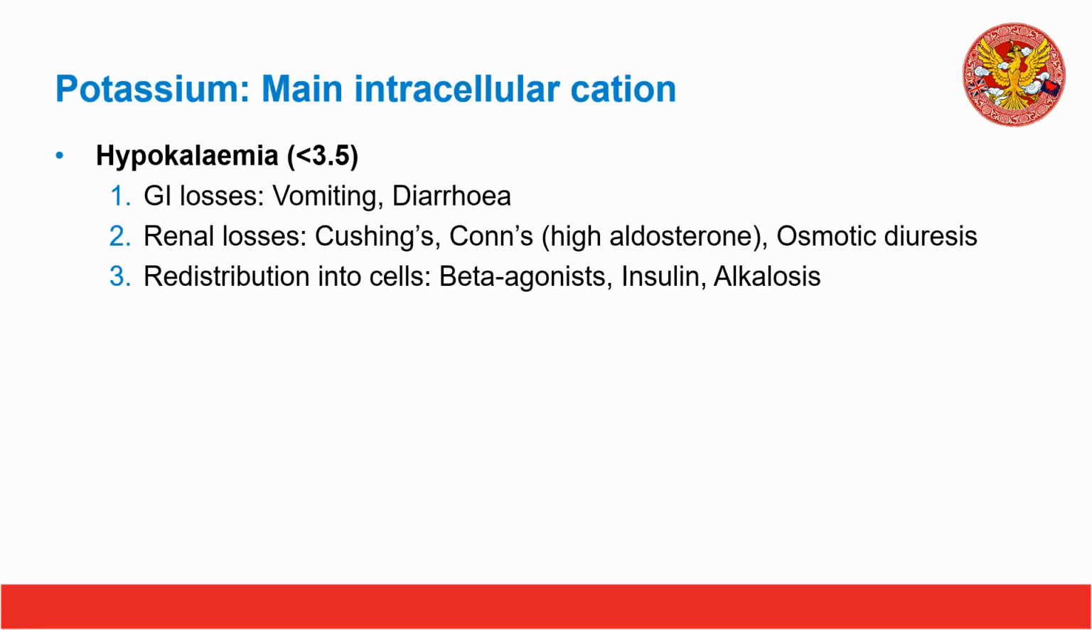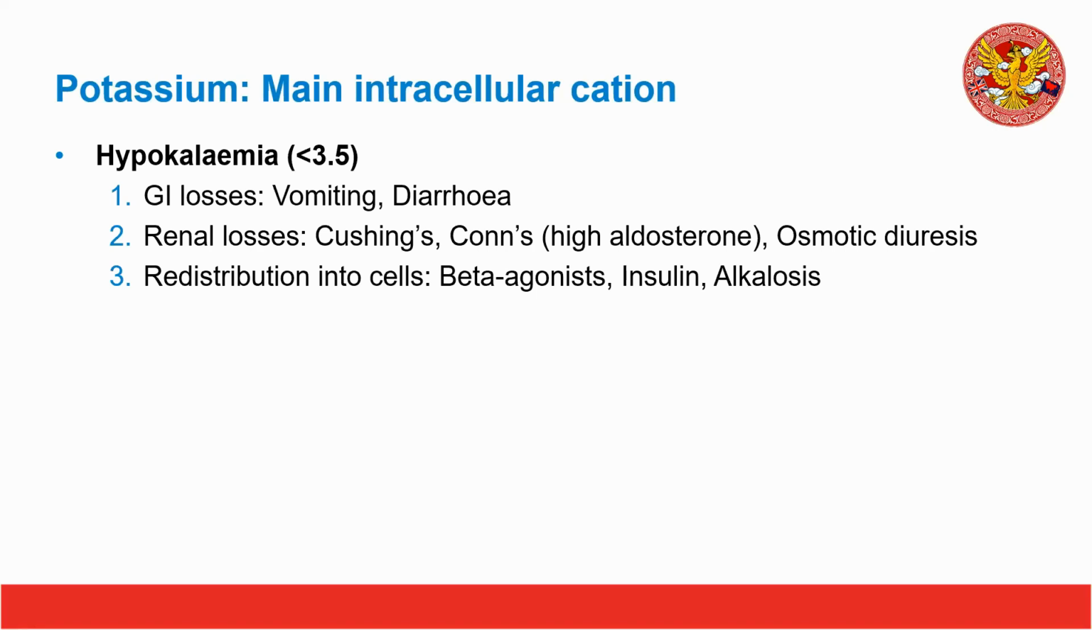And obviously osmotic diuresis as well, where you go to the toilet more, you pee more, and you're excreting potassium through that. Redistribution into cells. Remember we talked about the force that's balancing the concentration of potassium inside and outside the cell. So compounds like beta agonists, insulin, and alkalosis drive potassium into the cell.